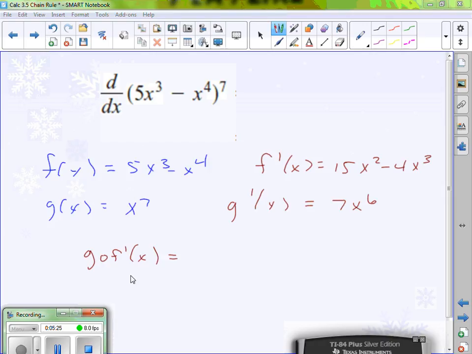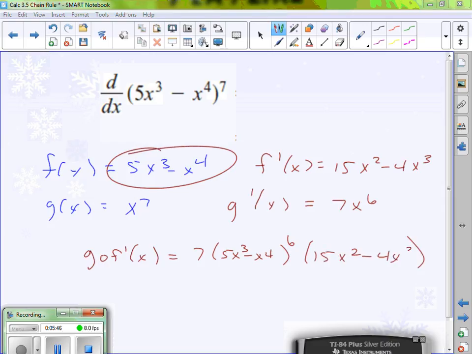So when I have (g of f) prime of x, you have g prime, 7, but instead of writing x, you put the whole original f, 5x cubed minus x to the 4th, to the 6th, times the derivative of f, 15x squared minus 4x cubed. I am not going to super duper quadruple FOIL. I leave it like this and we're finished.